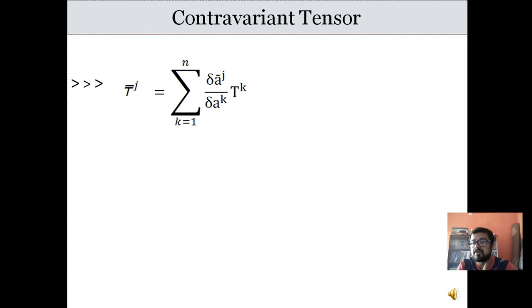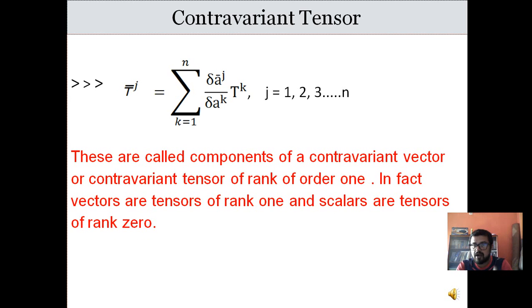So we can define contravariant tensor in this form also. A tensor of the form t bar j is equal to summation k is equal to 1 to n of delta a bar j upon delta ak tk is called a contravariant tensor. It is a simple definition where j runs from 1 to n. These are called components of a contravariant vector or contravariant tensor of rank 1. In fact, vectors are tensors of rank 1, as I have already said, and scalars are tensors of rank 0.